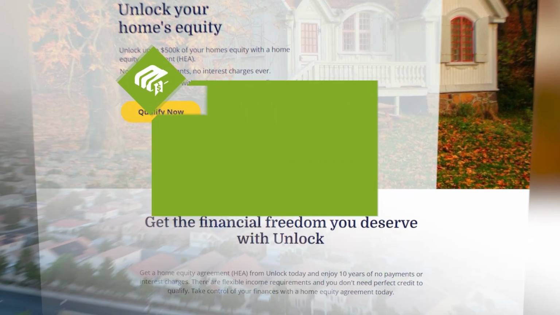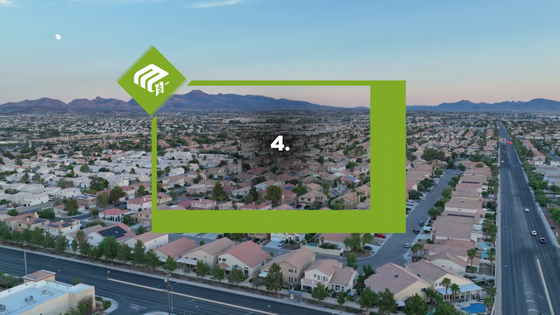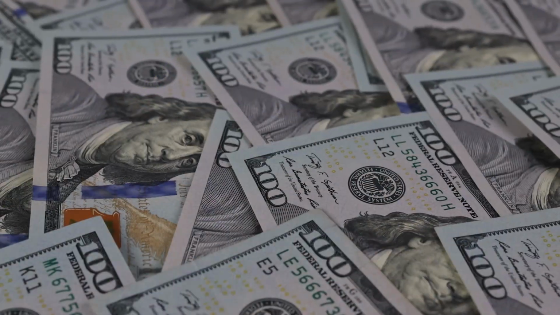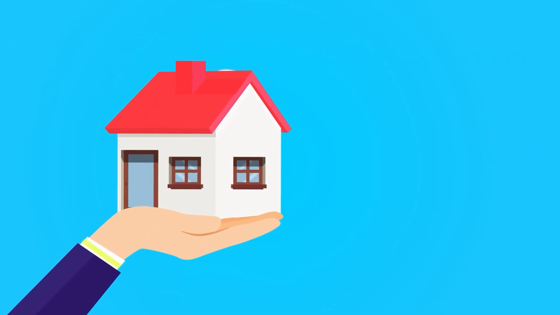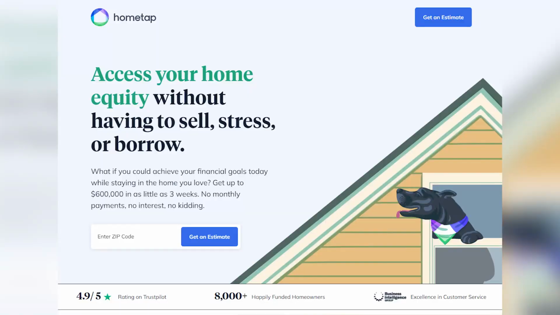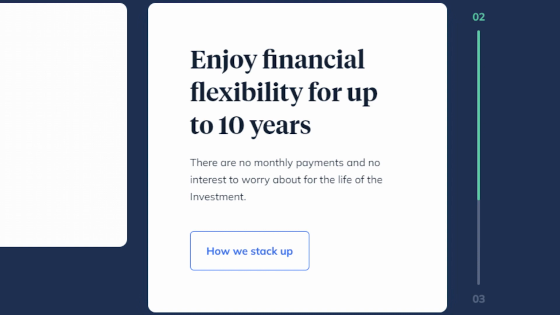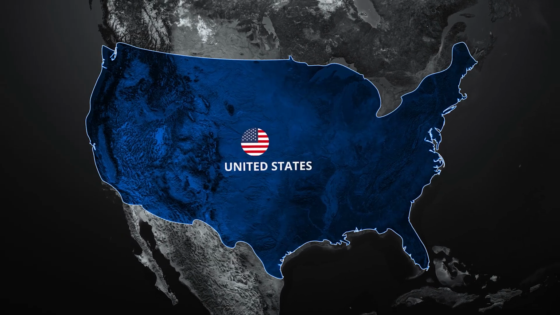Hometap is another service that lets you access home equity without using a loan. They give you money up front, and you have 10 years to settle. During that time, you can either sell your home and pay them with the proceeds or buy them out some other way. The advantages of this approach are simple: no interest and no monthly payments. One thing to remember though, Hometap isn't available in every state, so check if you're eligible before setting your heart on using the service.